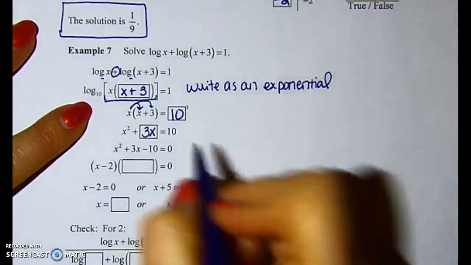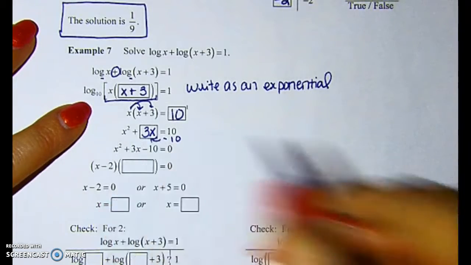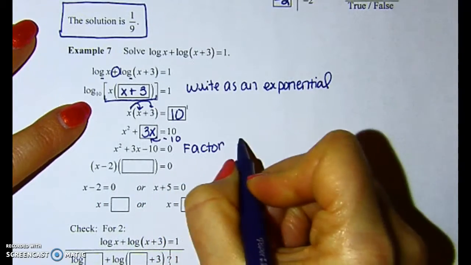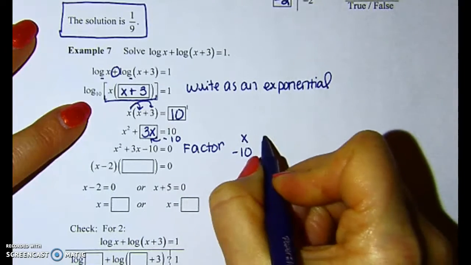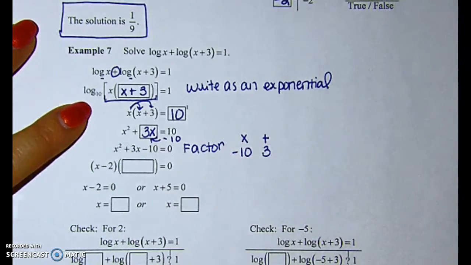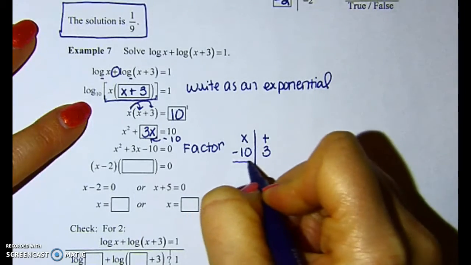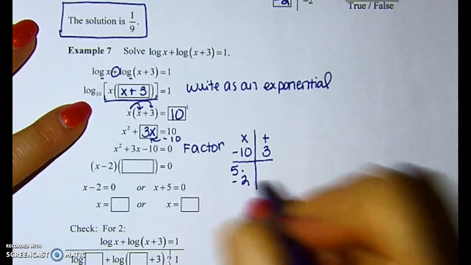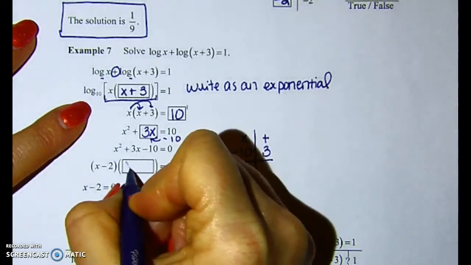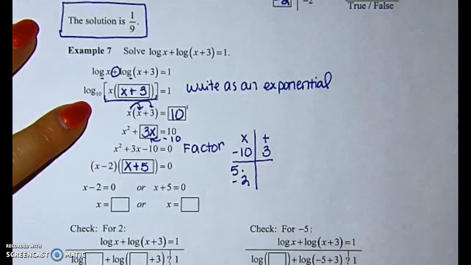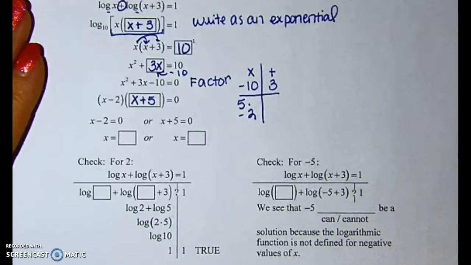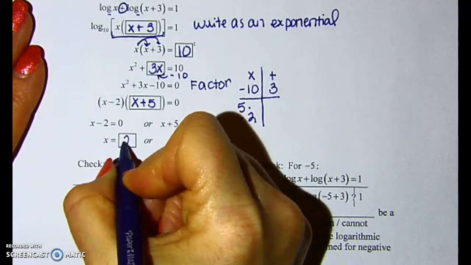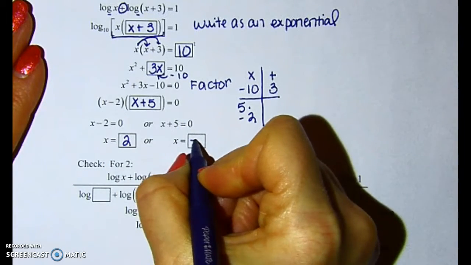I'm going to set this equal to 0, so I'll subtract 10 and bring it to the left. And now we can factor by finding two numbers that multiply to negative 10 and add to 3. That's positive 5 times negative 2. So x minus 2 and x plus 5. Setting them each equal to 0, we get x minus 2 is 0, or x plus 5 is 0, giving our two solutions as x is 2 or x is negative 5.